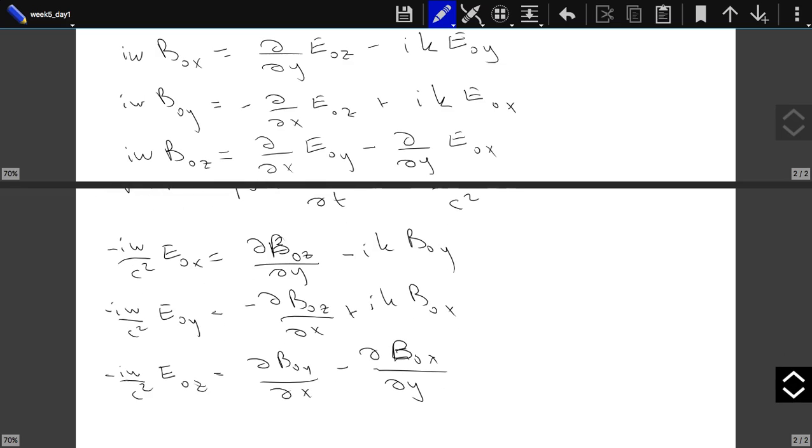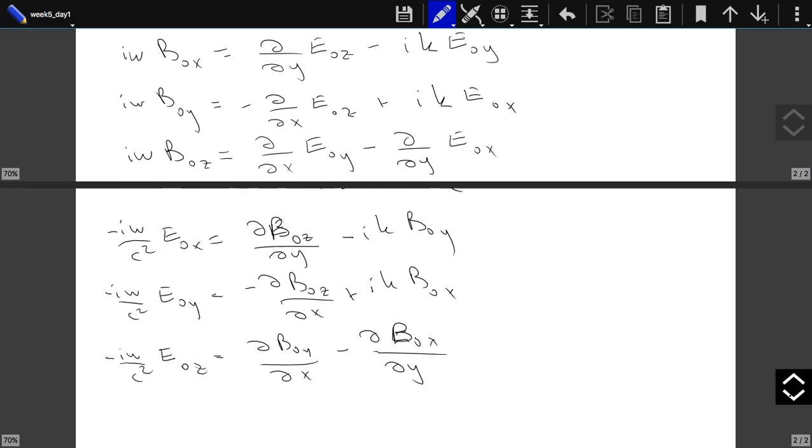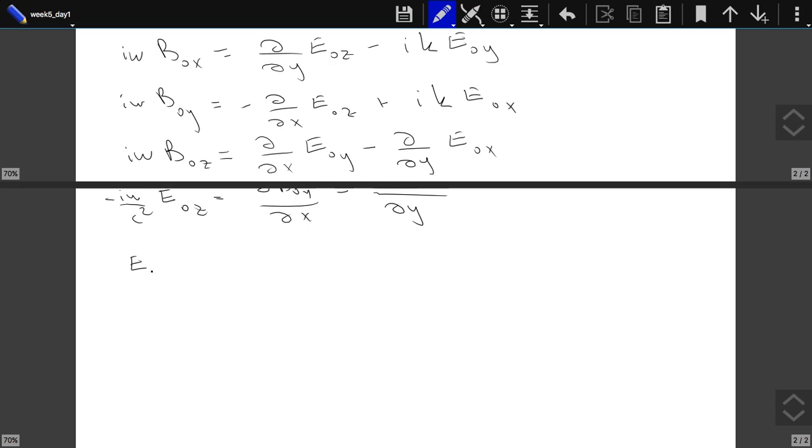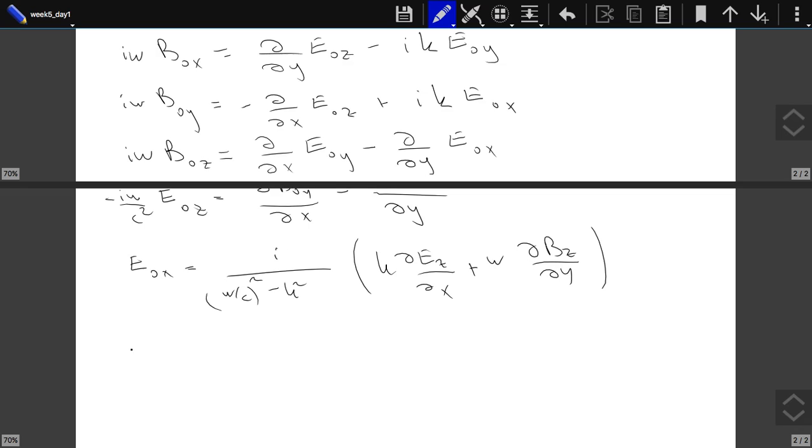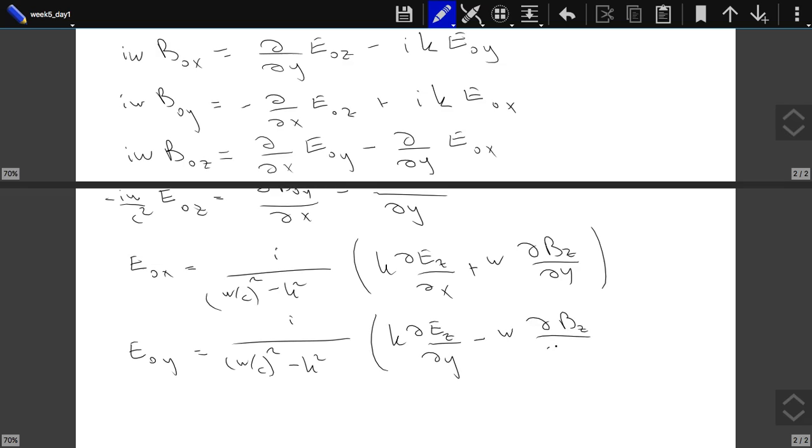Yep. I mean, well, in fact, for those 4 equations, I will determine Ex, Ey, Bx, By, E0x, E0y, B0x, and B0y. And so it just turns out that E0x is equal to i omega over (omega squared over c squared minus k squared), k dEz by dx plus omega dBz by dy. E0y is i omega over (omega squared over c squared minus k squared), k times dEz by dy minus omega dBz by dx.